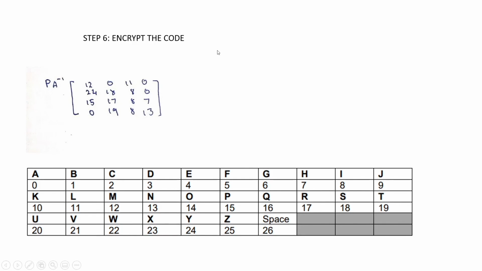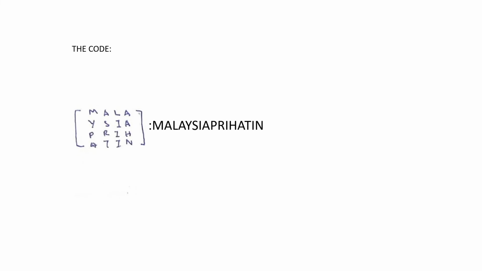So step 6, you need to encrypt the code after we got the multiplied matrix. To encrypt the code, you need to use this table and insert the values of the word from this matrix. So the code that we got is Malaysia prihatin.